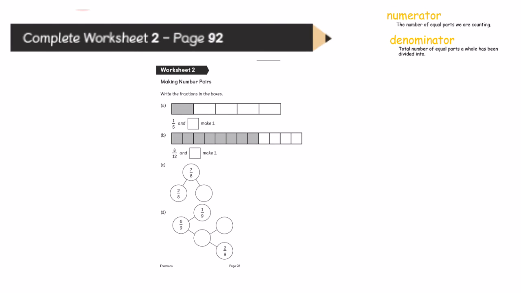Now it's your turn to have a go at your independent practice. You need to do page 92 in your workbook. If there's anything that you are still confused about or you still don't understand, make sure you send Miss Downing or Miss Lopez a message and we can help you.